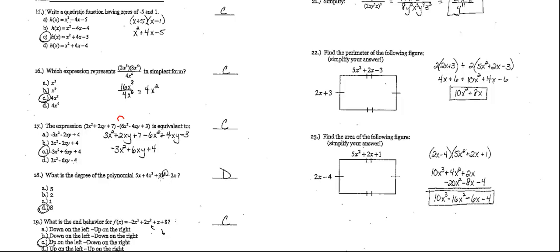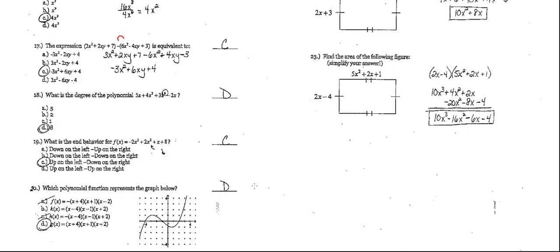So you can see here it is 8. What's the end behavior on this? Well, we've got to consider the degree and the leading coefficient. The degree is odd, so we know it has opposite end behavior.